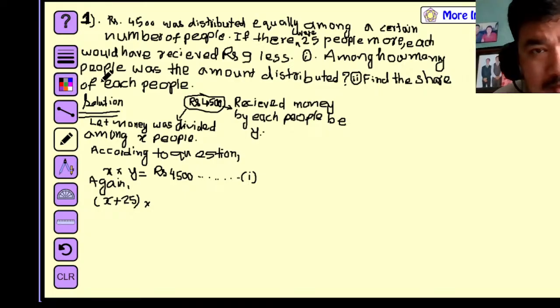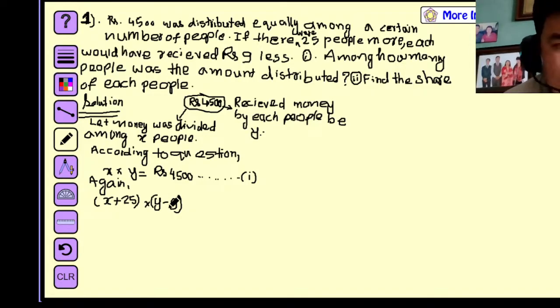Here it is given: if there were 25 more people, each would have received rupees 9 less. That means the money received by each will decrease, so y minus 9 will be here. From the money received, y, 9 will be less. Less means subtract.